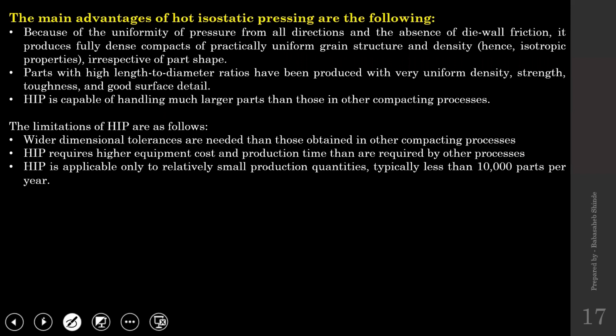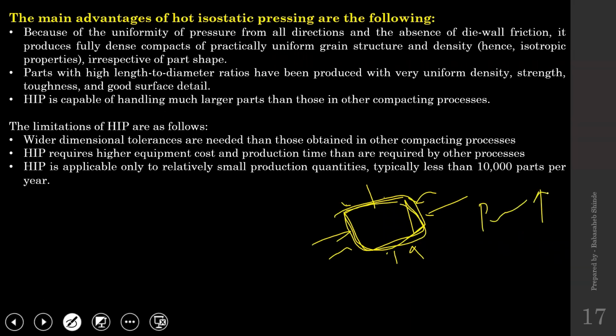Advantages and disadvantages of isostatic pressing. What are the advantages? The first advantage, we know that the product is compressed in all directions with uniform pressure, so that compaction will be uniform, and if that compaction is uniform, obviously its properties could be better. So uniform pressure in all directions produces better properties. Second, parts with high length to diameter ratio, that is nothing but the aspect ratio. A product that has a large length to diameter ratio can be easily manufactured or compacted by using isostatic pressing.